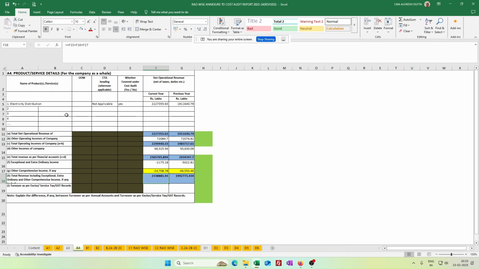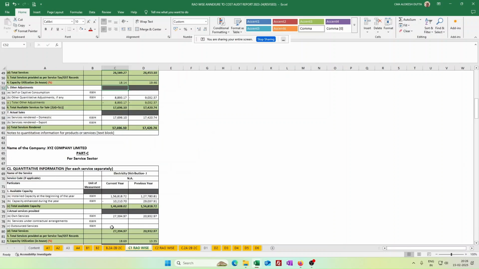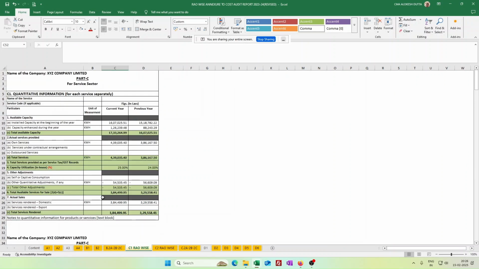Now I have to go to the next. That was A4. B1, B2, B3 are not relevant for a service unit distribution case. I am going for C1. From C1, this is a quantitative difference, and for quantitative difference you should depend on the company record. For a distribution company, for any power company, there is an energy audit, and from the energy audit report you can take the figure.